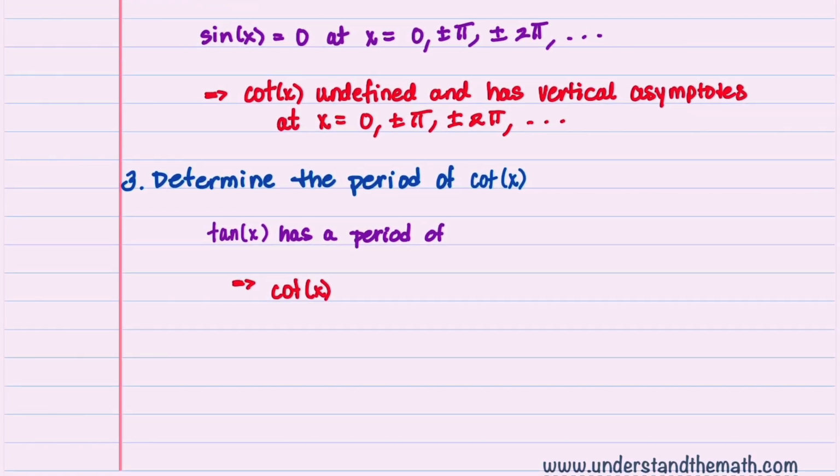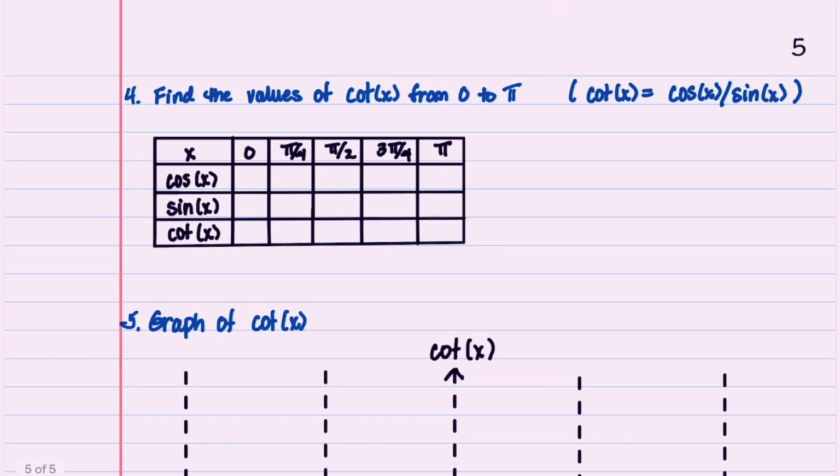Our third step is to determine the period of cotangent x. Tangent x has a period of pi, so that tells us that cotangent x also has a period of pi. Since cotangent x has a period of pi, we'll find the values of cotangent x from 0 to pi. And we'll remind ourselves that cotangent x is cosine x divided by sine x.